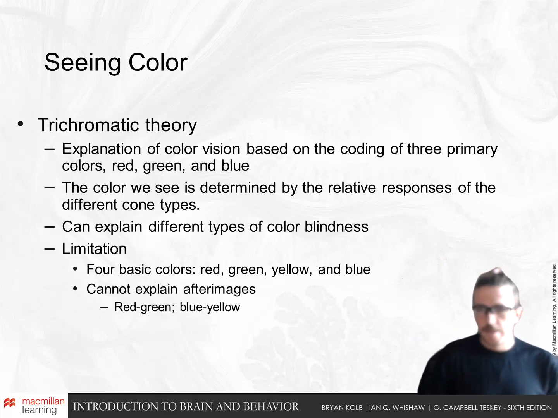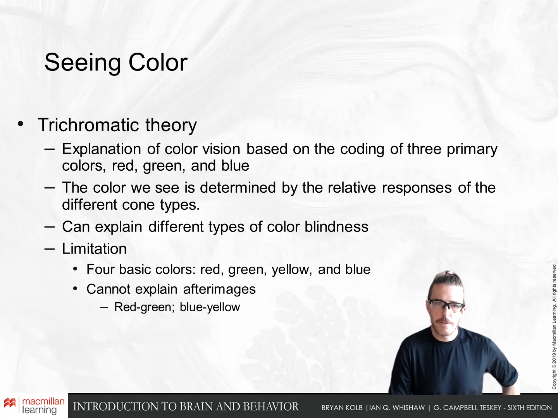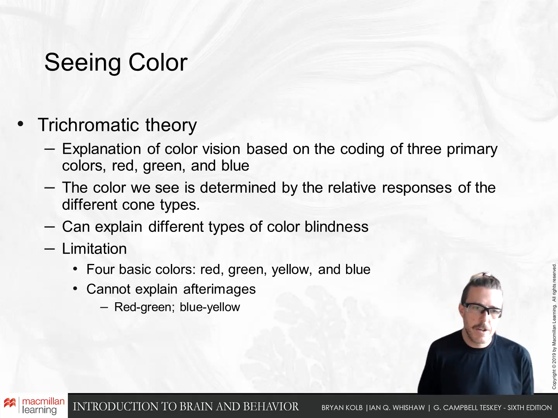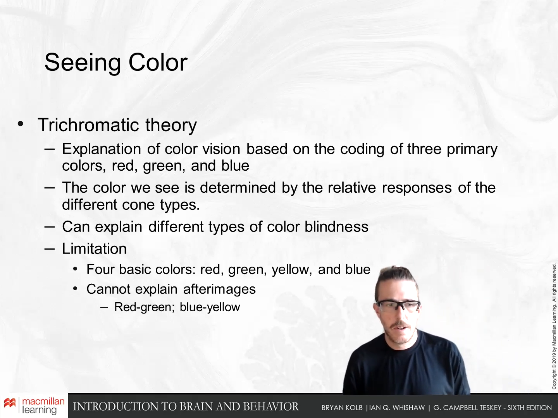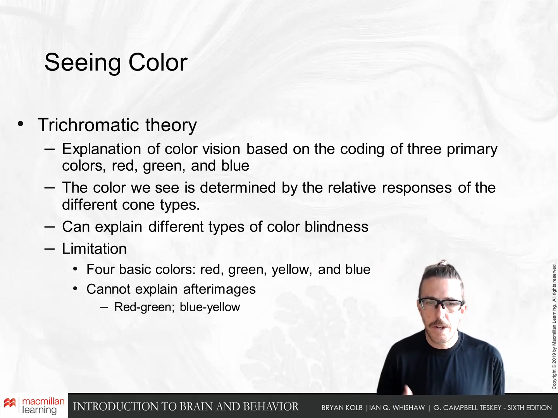However, from our basic understanding of the color space, we know that there's actually four basic colors. There's red, green, yellow, and blue. And there's this interesting feature called afterimages, where if you stare at a colorful image for a while and you present a white screen after, you get the opposite colors in this perception of an afterimage of the same image.